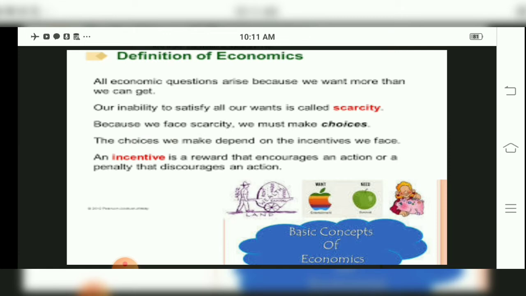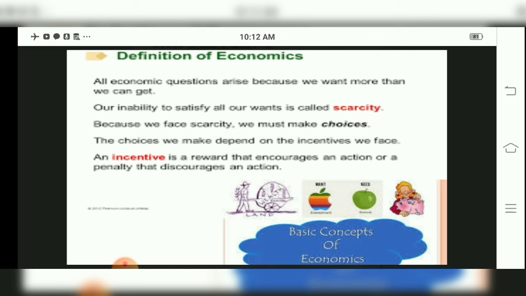Now the basic concepts of economics we are studying are related to the needs and wants of a human being, children, in economics, that is need and want. So all economic questions arise because we want more than we can get. Means we want more, children, that is human beings require more and more things. So that's why the question arises in economics: how we will get the thing, what to produce and whom to give. So our inability to satisfy the wants is called scarcity.